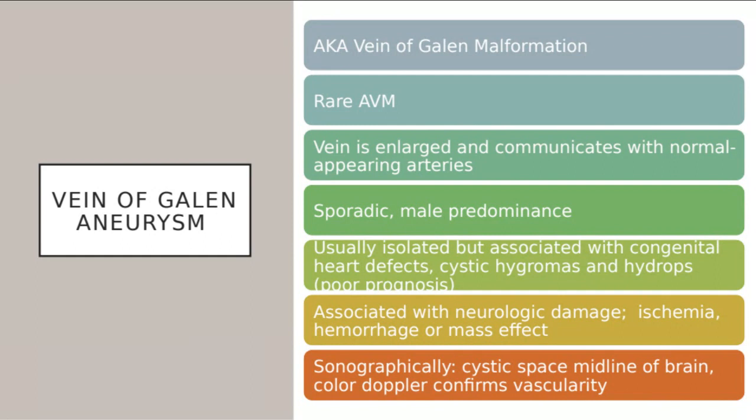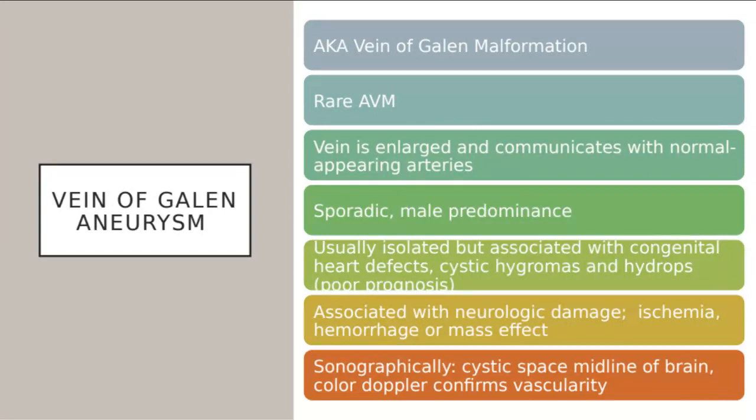So now when we see this, our vein is going to be enlarged and it's going to communicate with the normal appearing arteries. This is going to be kind of an isolated incidence. This is going to have a male predominance. Male babies are a little bit more susceptible to this. It is going to be pretty isolated, but we can sometimes see this with other cardiovascular conditions going on. So the baby could have heart defects.